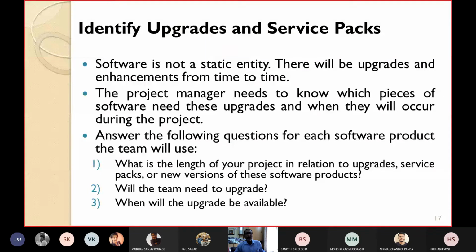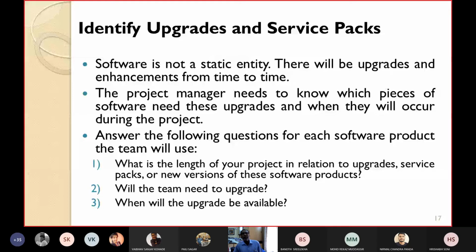For this, you may answer the following questions for each software product that the team will use. What is the length of your project in relation to the upgrades, service packs, or new versions of these software products? Will the team need to upgrade? Who will upgrade, and when will the upgrade be available? You should know that. Answer these questions for each software product so that you know which piece of software needs upgrades and when they will occur.